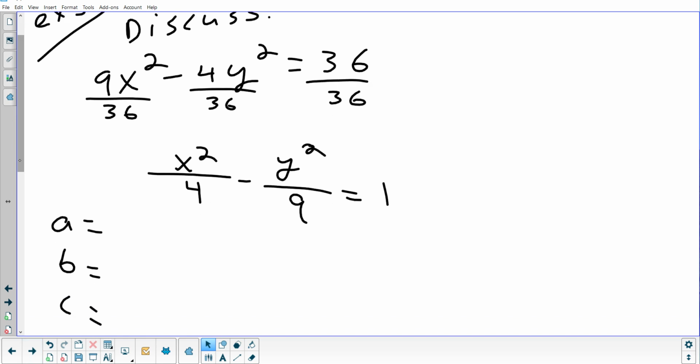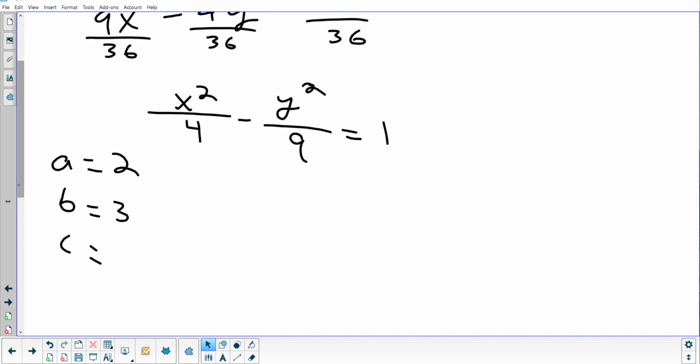Okay. So now let's go through A, B, and C. Tyler, what's A? Square root of 4. Yep, which is? 2. Good. Zach, what's B in this case? 3. And remember, c squared equals a squared plus b squared. So c squared is 9 plus 4, and then take the square root. So there's c squared.